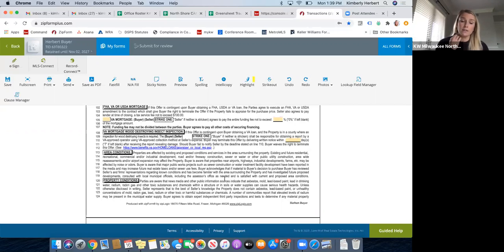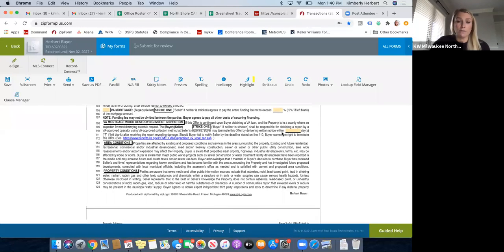The other piece, and this is newer with the VA loans, buyers are required to have an insect inspection. So again, if this offer is contingent upon the buyer obtaining a VA loan and the property is in a county where an inspection for wood destroying insects is required, who is paying for it, the buyer or seller, shall be responsible for obtaining a report by a VA approved operator. And again, typically this would be the buyer expense, getting that termite inspection. Buyer may terminate this offer by delivering written notice within 7 days as default after receiving the report revealing any damage.